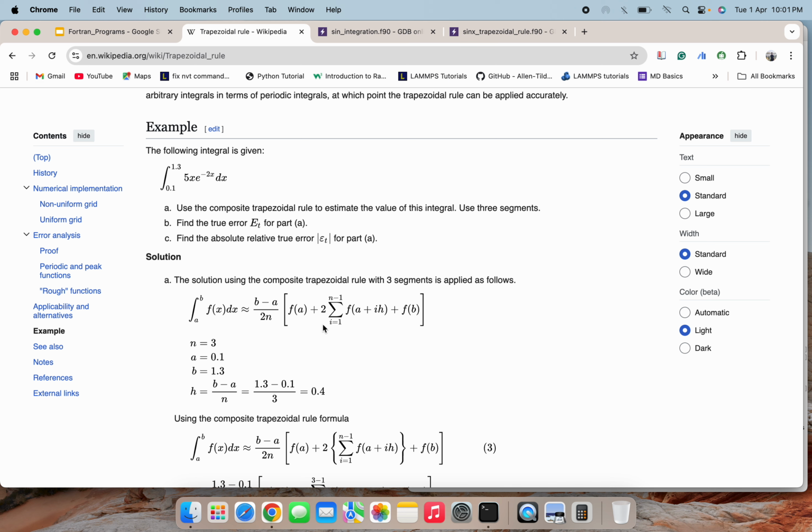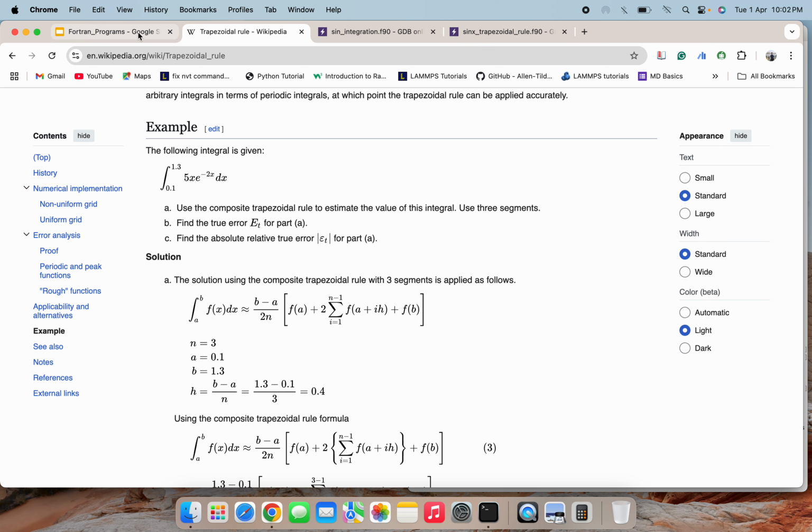So this way you can check if you don't know what the trapezoidal rule is. Mainly students in BTech, MSc or BSc require this kind of rule to do some numerical integration and all.